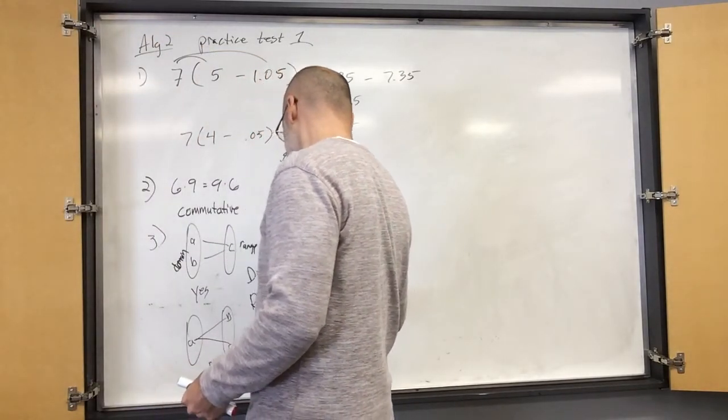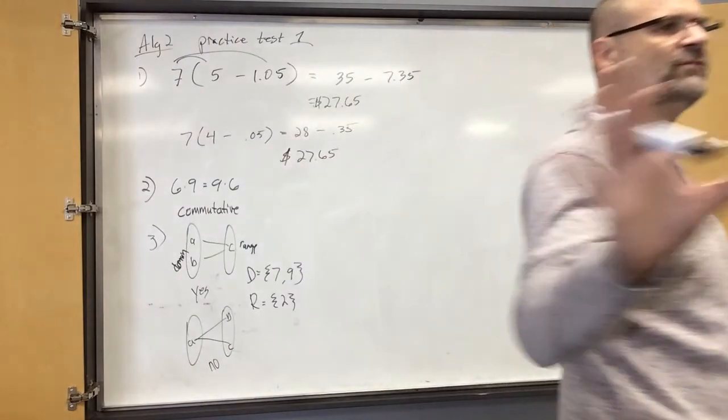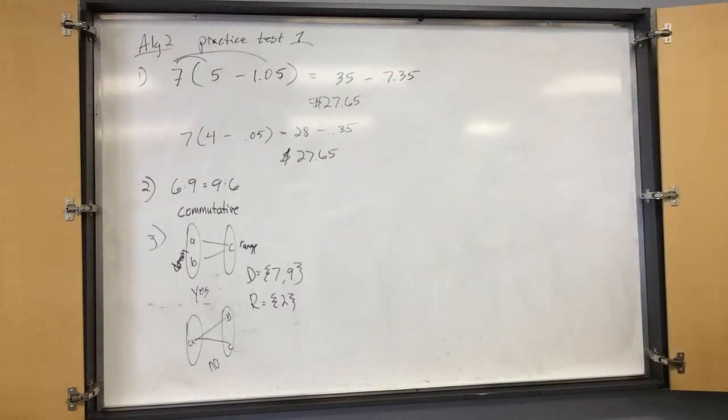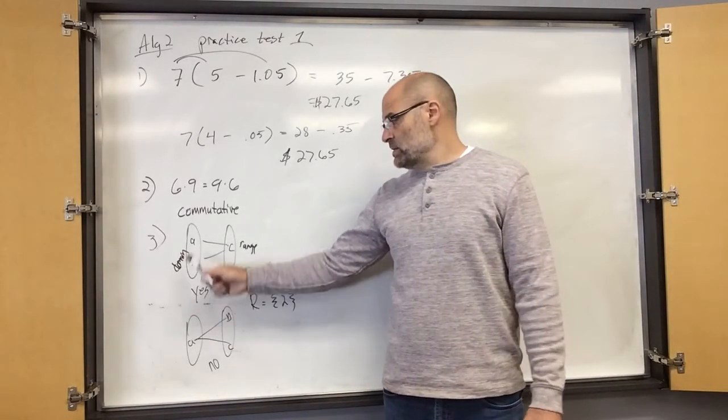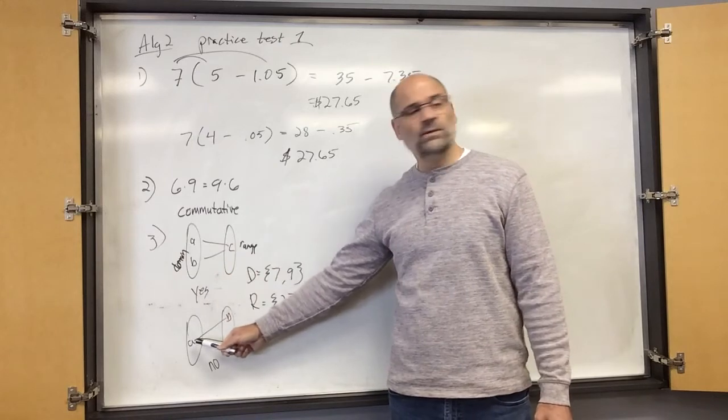Wait, how'd you get that again? I wasn't paying attention. I just looked, the numbers on the left are the domain, and the numbers on the right are the range. Oh, okay. Okay? So now a member of the domain has to only go to 1.